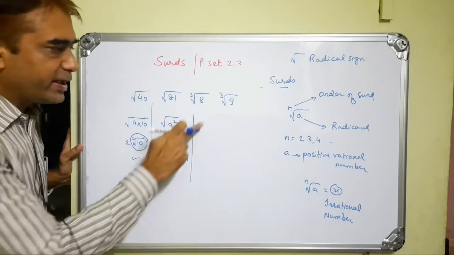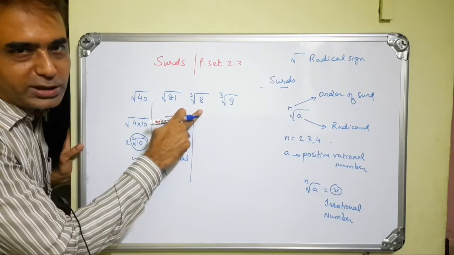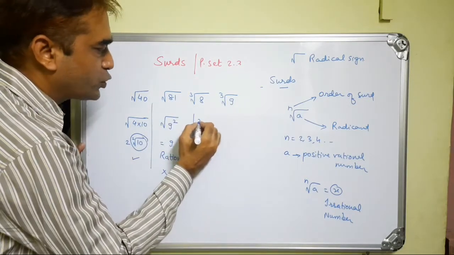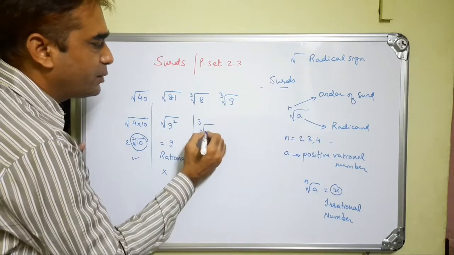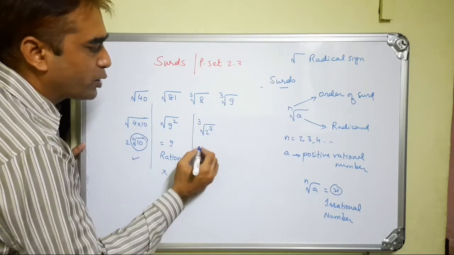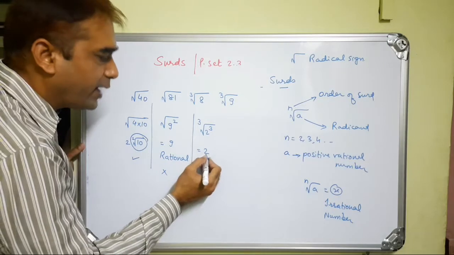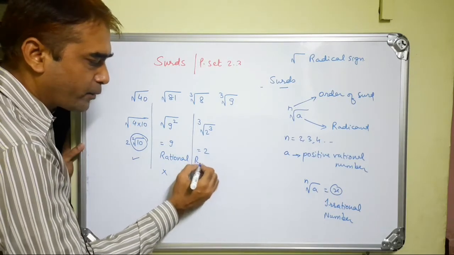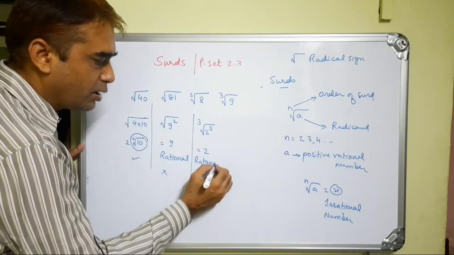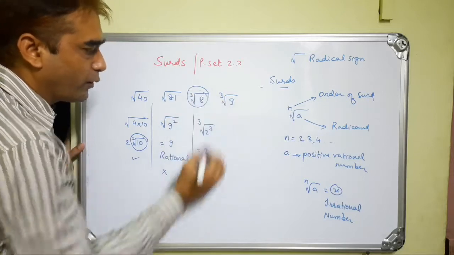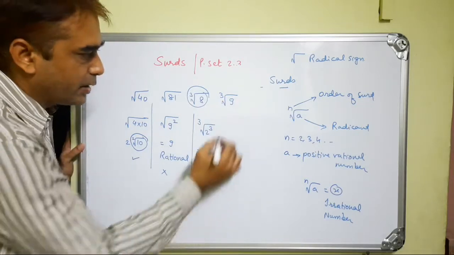Cube root of 8, is this a surd? No, this is also not a surd, because 8 can be written as 2 cube. Cube root cancels out, so the value is 2, and as the value is rational, therefore cube root of 8 is also not a surd.